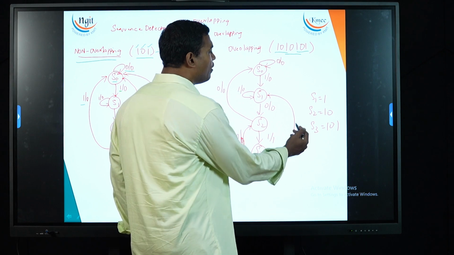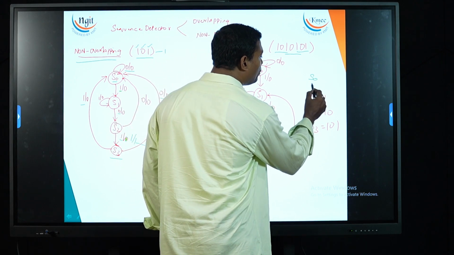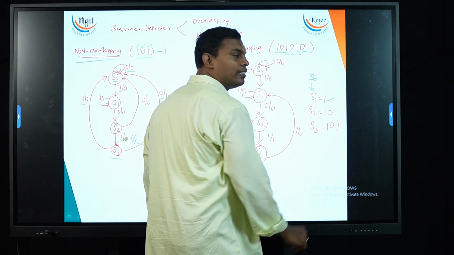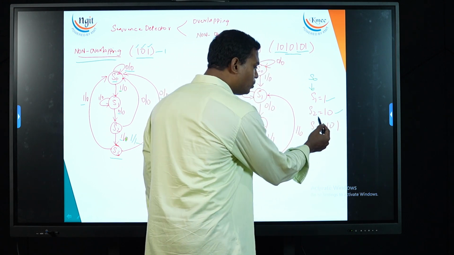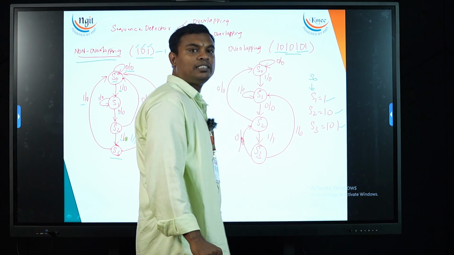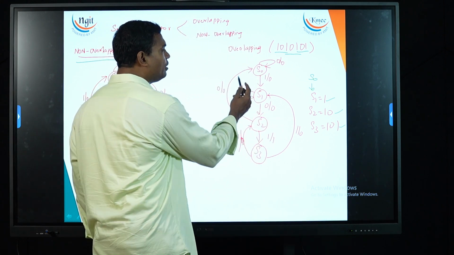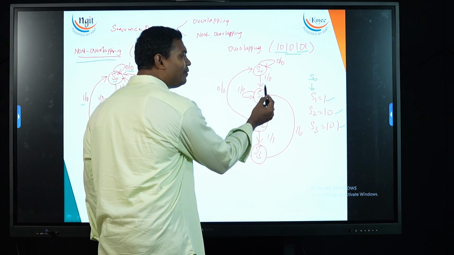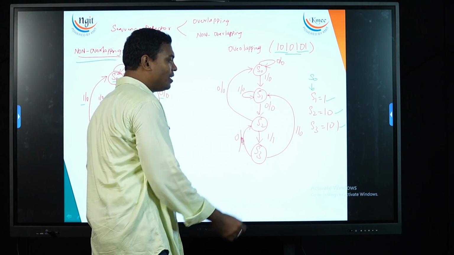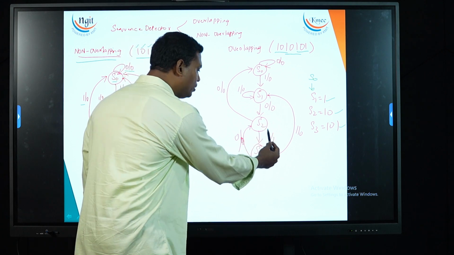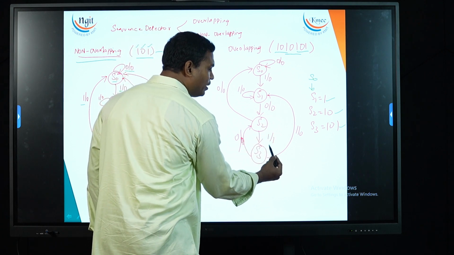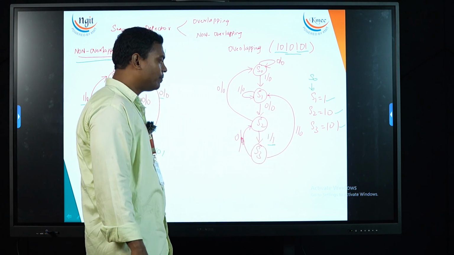Now similarly, S0 goes to S1 when 1 is detected, S1 will go to S2 when 10 is detected, S2 will go to S3 when 101 is detected. If you observe, S0 will come to S1 state when 1 is detected with output 0, S1 will go to S2 when 0 is detected, S2 will go to S3 when 1 is detected with output as 1, that is 1 by 1.